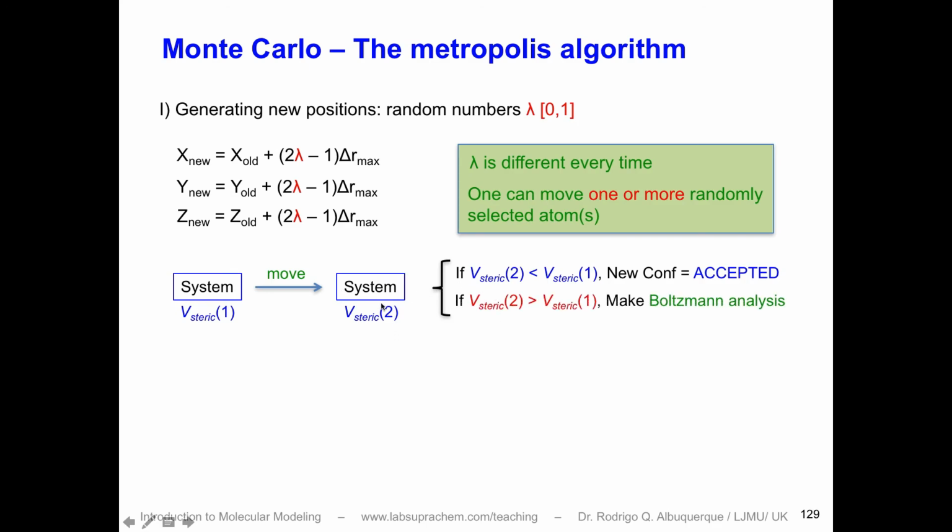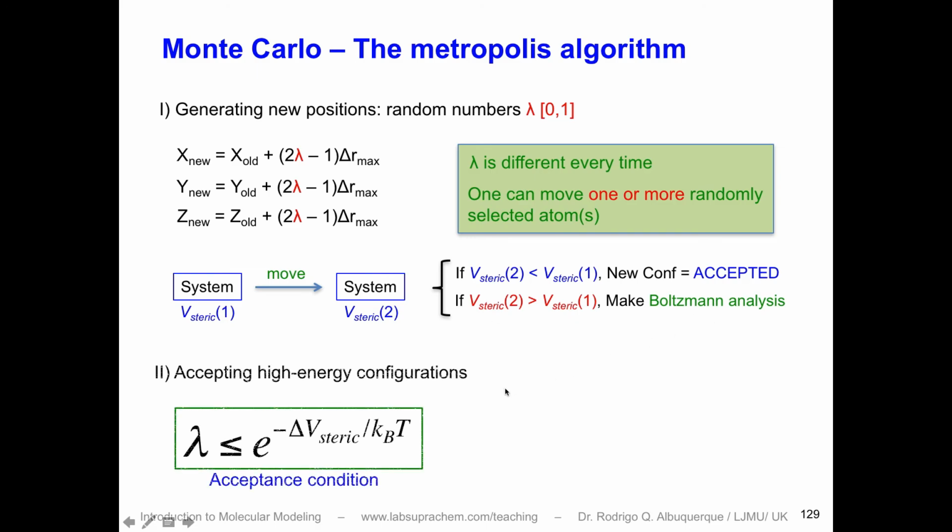But sometimes the new potential energy is higher than the previous one. In this case, we can still accept, we can still save this new configuration. But we have to make a Boltzmann analysis. So to accept high energy configurations, shown here in red, we need to use this acceptance condition.